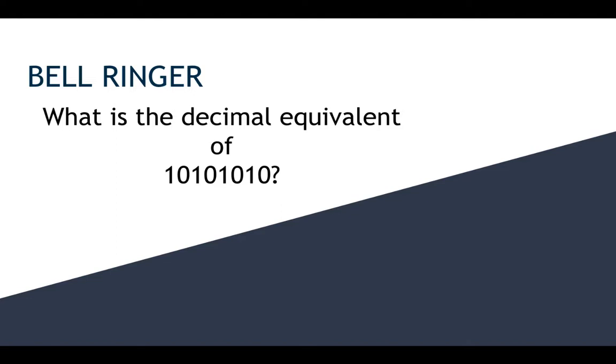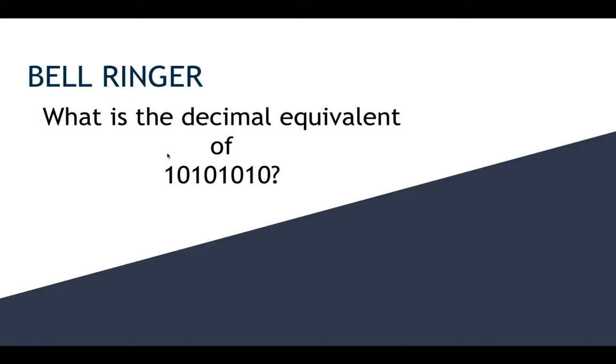Our bell ringer is a binary to decimal conversion problem. What is the decimal equivalent of 10101010 from binary to decimal? Remember how to set this up. You want those 8 numbers lined up from the far right side of the number all the way to the left. Starting with the first digit, you've got 1. And then times 2 is 2, then times 2 is 4, times 2 is 8, 16, 32, 64, and 128.